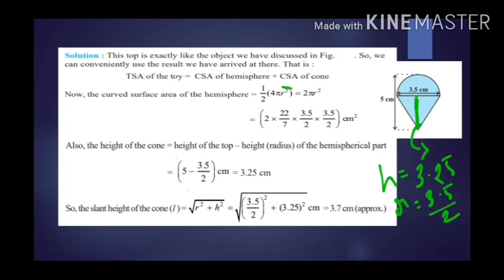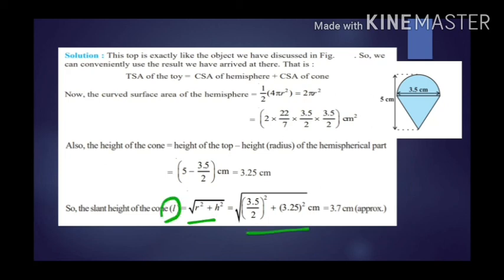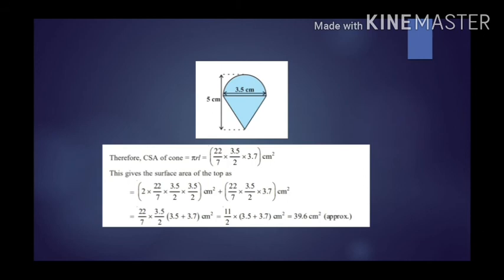Now you need the curved surface area of cone, and what is the formula for curved surface area of cone? It is pi r L, where L is slant height. So you have to find the slant height of the cone. The formula is root under h square plus r square. Just put the value, okay. The approximate value of L will be 3.7 centimeter, because this value will not be a perfect square under the root, that's why it will be an approximate value. So now the curved surface area by pi r L formula will be this one.